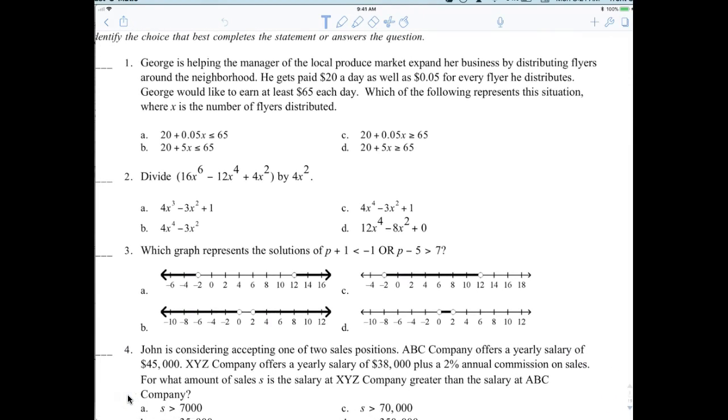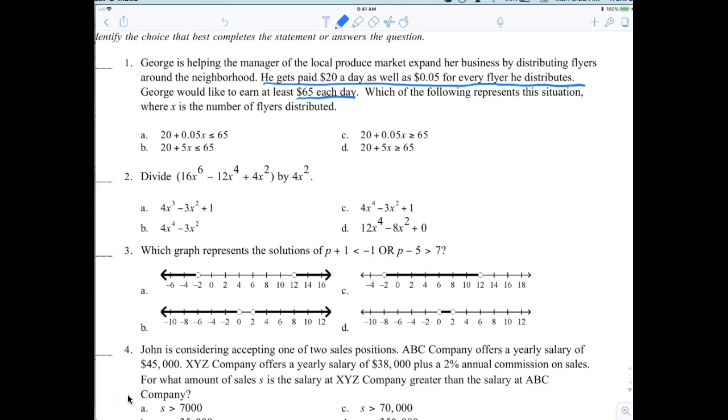It says, George is helping manage a local produce market, expand her business by distributing flyers around the neighborhood. He gets paid $20 a day, as well as 5 cents for every flyer he distributes. George would like to earn at least $65. So if he wants to earn at least $65, he's going to have to earn what? More or less? More. Right?